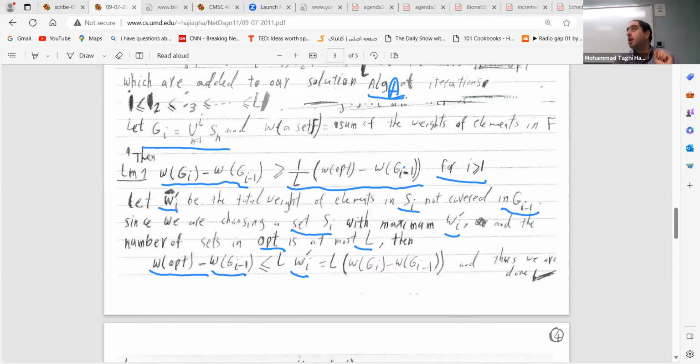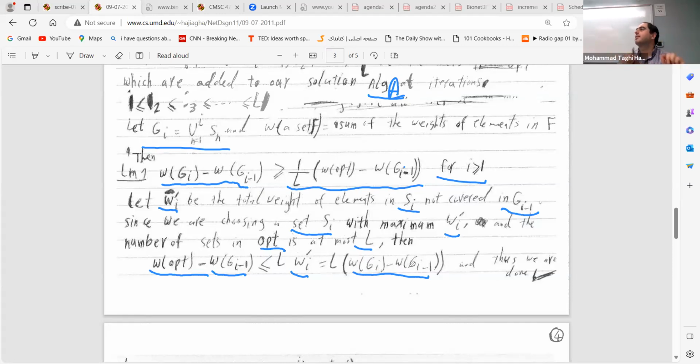And note that W prime of I, according to our algorithm, is the maximum, because our algorithm is the one that chooses the maximum. So that's the reason that we have it. So I just replace it with W prime of I. What is that? Exactly this formula that we had. This is essentially the marginal in our algorithm, W of GI minus W of GI minus 1. L is the budget, the number of sets that opt or our algorithm should choose.